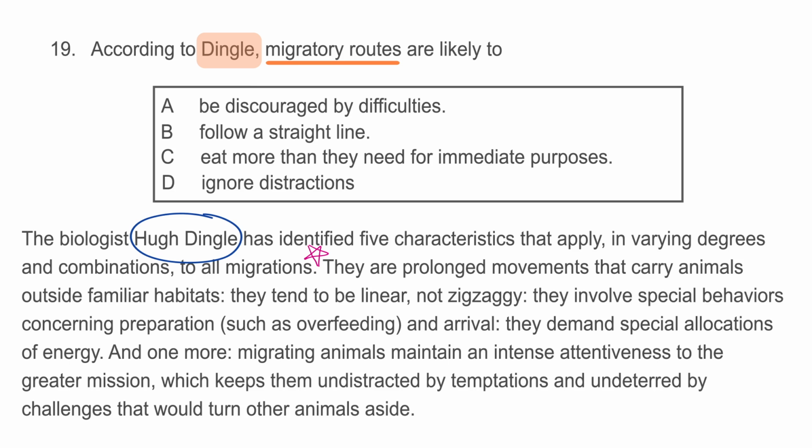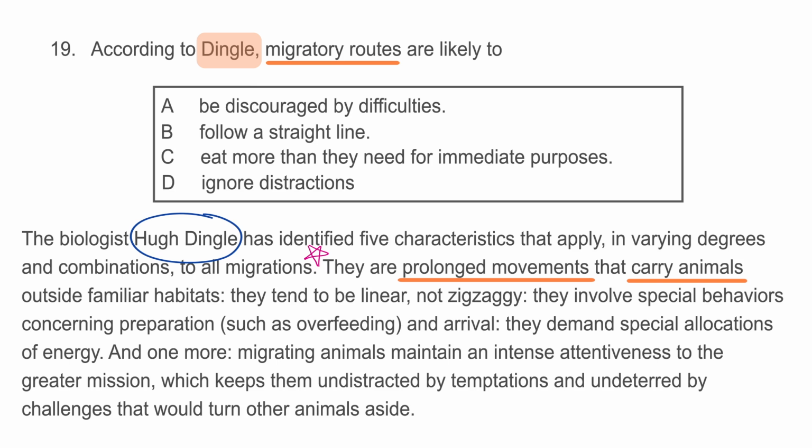They are prolonged movements that carry animals. All right. Very important thing here is prolonged movement. So when we're talking about movement and that movement is prolonged, it means that it is kind of route. All right, we infer from these two words that prolonged movement is related to route. All right, that carry animals, and carrying animals is kind of related to migratory.